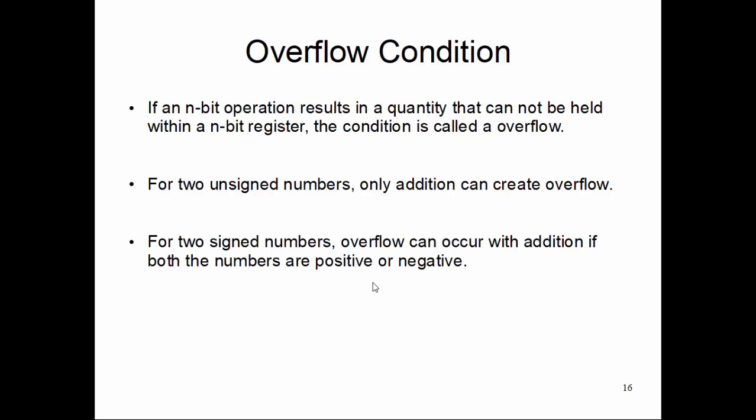So how does it work? Overflow condition: if an n-bit operation results in a quantity that cannot be held within an n-bit register, the condition is called overflow. Simple. For two unsigned numbers, only addition can create overflow, right? Because subtraction cannot. And for two signed numbers, overflow can occur with addition if both the numbers are positive or both of them are negative.